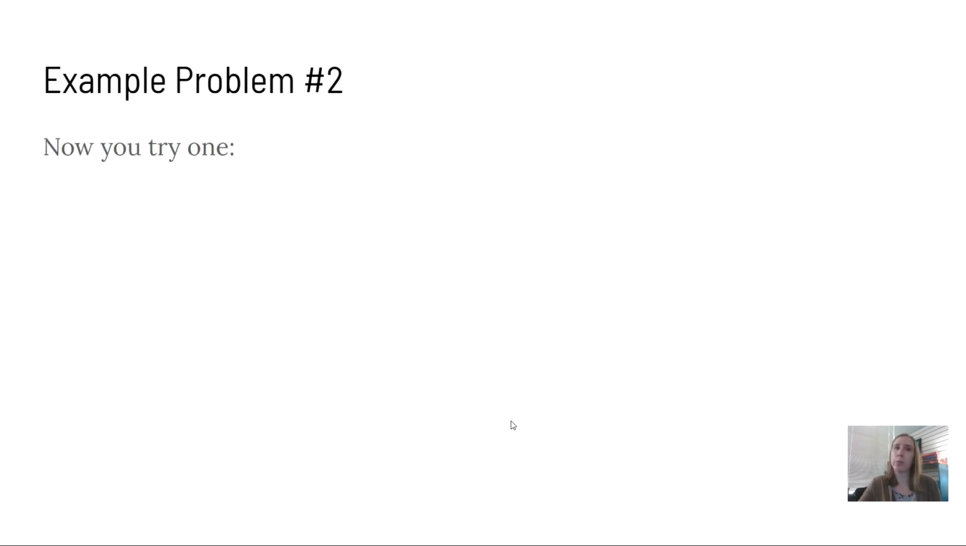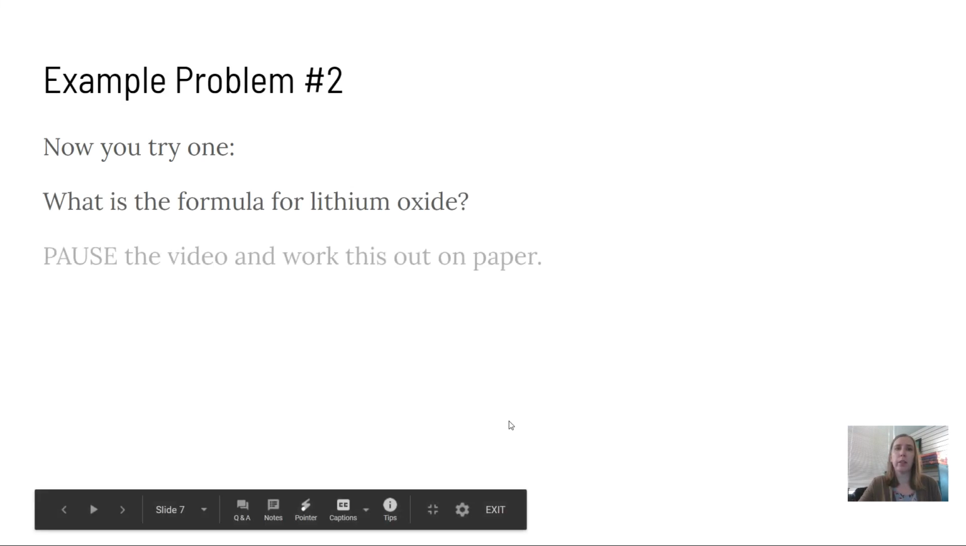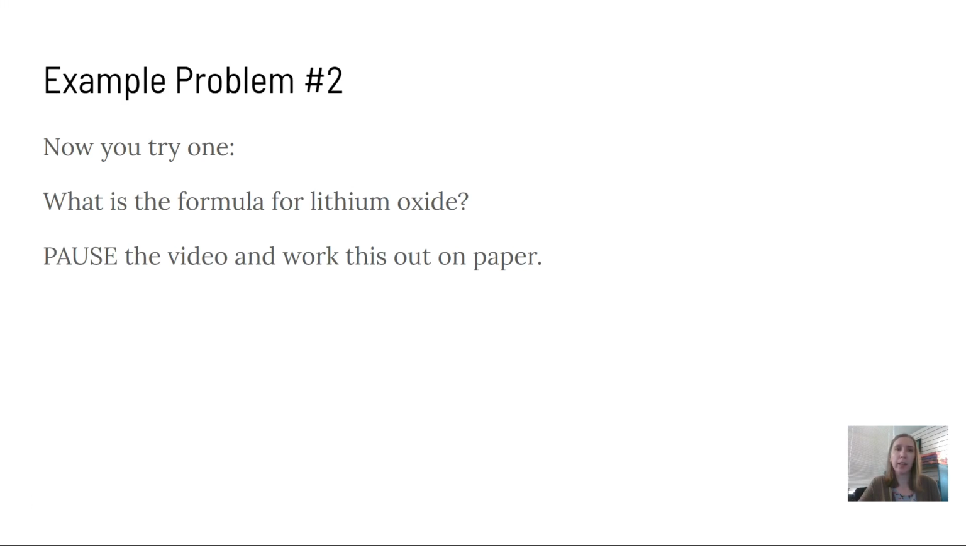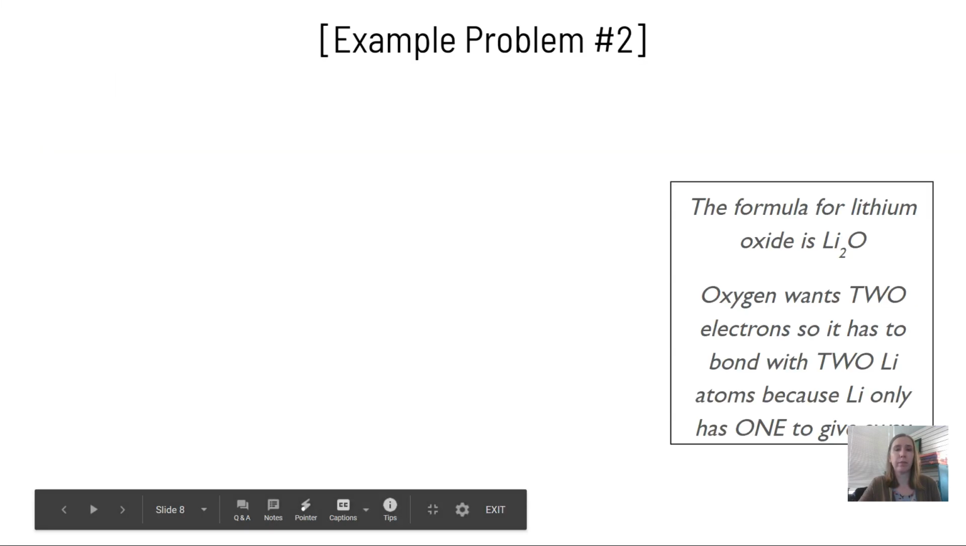Okay, example problem number 2. I want you to try one now. What is the formula for lithium oxide? Pause the video and work this out on paper, and then come back, play the video, and check your answer. Okay, so make sure you pause the video and work the problem out.